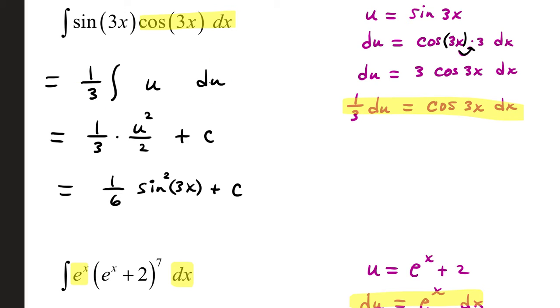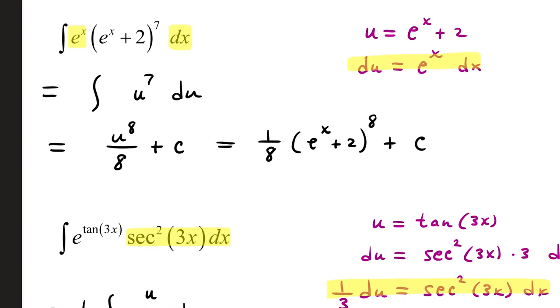Taking the antiderivative, that's u squared over 2 times 1/3. That's 1/6 u squared. Remember that u is sine of 3x. So that is 1/6 sine squared 3x. Now you can also put sine 3x in a big group of parentheses and put the square outside. That's totally fine. Plus c for your constant of integration.